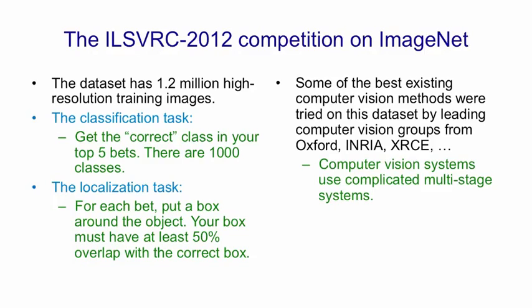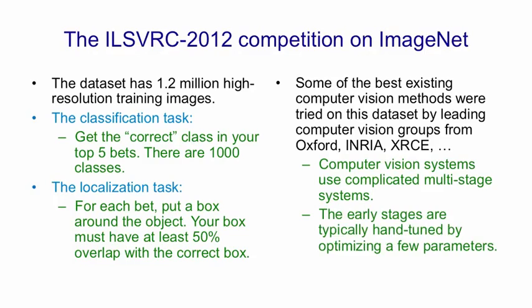Computer vision systems typically use complicated multi-stage systems. The early stages are typically hand-tuned by optimizing a few parameters using some of the data, and the top stage is always a learning algorithm. But they don't learn all the way through in the way that a deep neural net does when it's trained with backpropagation. They don't have end-to-end learning, where the parameters used in the early feature detectors are being influenced by how useful they are for making the final decision about classes.